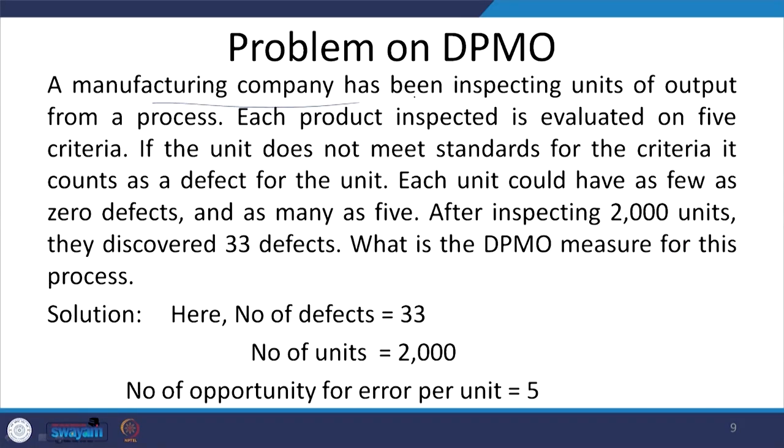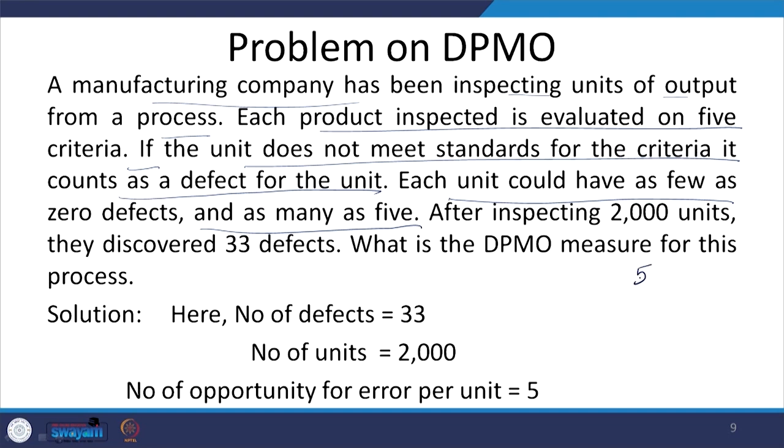A manufacturing company has been inspecting units of output from a process. Each product inspected is evaluated on 5 criteria. If the unit does not meet standards for the criteria, it counts as a defect for the unit. Each unit could have as few as 0 defects and as many as 5. So number of defects vary from 0 to 5. After inspecting 2000 units, number of units inspected are 2000, they discovered 33 defects. What is the DPMO measure for this particular process?